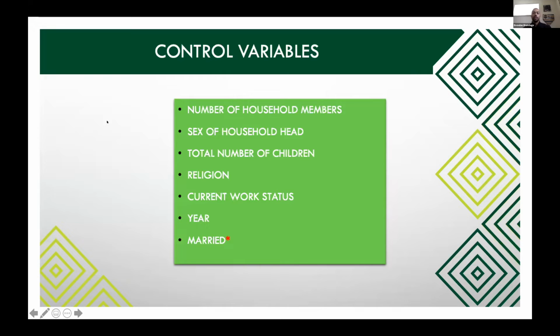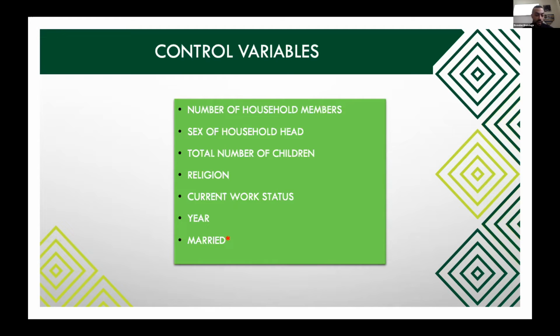We also have control variables, which are also common in the literature. And these are different demographic characteristics: number of household members, sex of household head, total number of children, religion, if they're currently working or not.